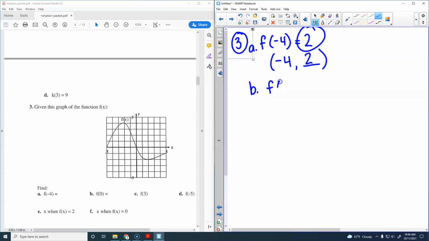Okay? Let's look at B. B says f of 0. So we need to think, we know our x-coordinate is 0. We want to know what that y-coordinate is, and that's going to be whatever f of 0 is going to equal. So we're looking on the graph where our x-coordinate is 0. That's this point right here. And so Cameron, what is my y-coordinate at that point? It is also 0. So Cameron, f of 0 equals 0. So your answers to these are the y-coordinates.